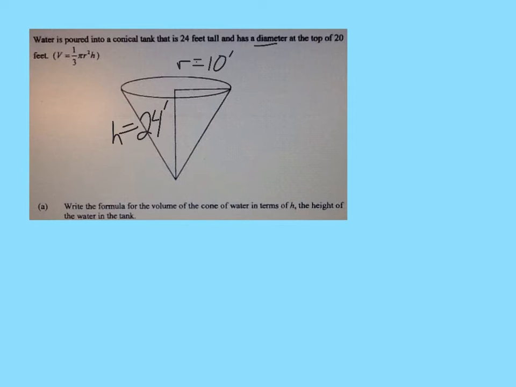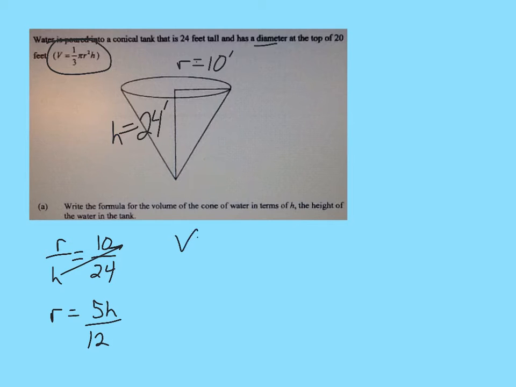Now we've done this in class a number of times. We always had to relate the height and the radius, and that is 10 over 24. So the formula itself for volume has way too many variables here, so we're going to eliminate that r variable. So if I cross multiply here, I get r equals 10h over 24, or if we reduce, 5h over 12. So our volume is 1/3 pi r squared, so I'm going to swap out my r for the 5h over 12. That's going to be squared, and then we're multiplying by h.